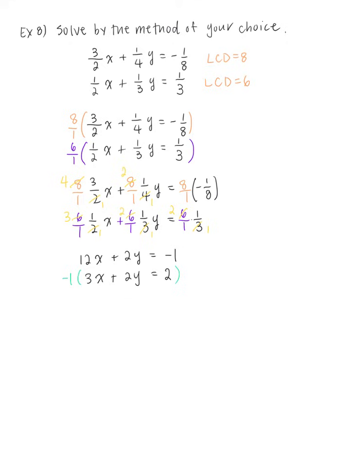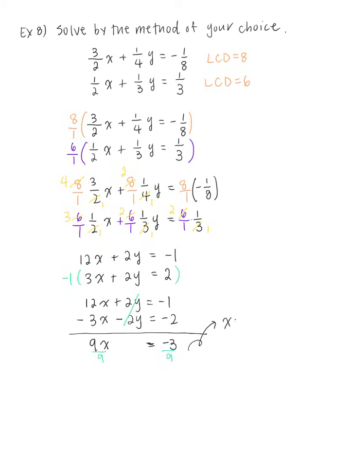Now let's rewrite the system. So here you're going to have 12x plus 2y equals -1. And now you're going to have -3x minus 2y equals -2. Now, do you see that if I add them together? Here I'm using the addition method. Now, 2y is going to disappear, and what do we have left? We're going to have 9x equals -3. Dividing by 9 on both sides, what are we going to get? We're going to get x equals -1/3. All right, so let me just box that.